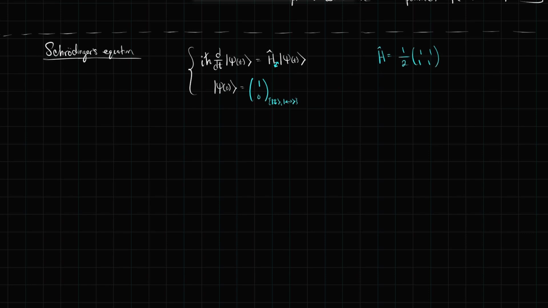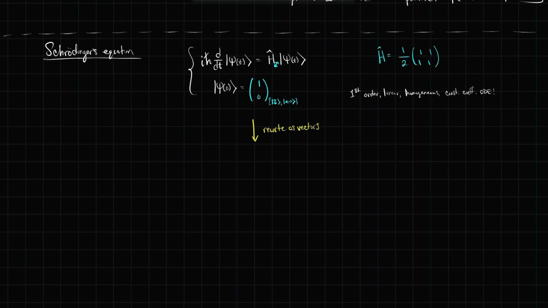That's Schrodinger's equation. And this is a first order, linear, homogeneous, constant coefficient ODE, which we know how to solve. So let's go ahead and rewrite it in terms of vectors so we can actually see how we learn to solve this.